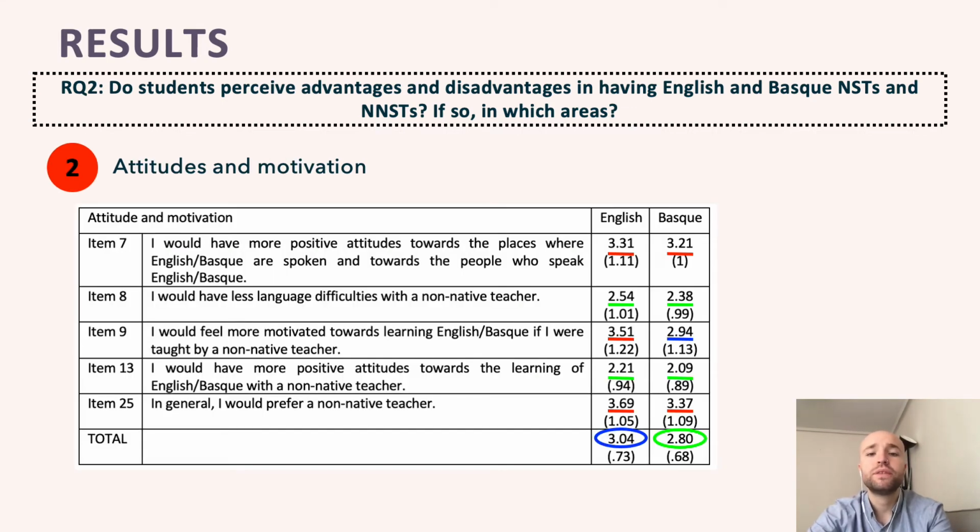The attitude and motivation category revealed differences in the two languages. While non-native speaker teachers were preferred in the case of Basque, the role of nativeness was discarded in the case of English, as for overall responses. If we take a closer look, we can observe that native speaker teachers were perceived as generators of more positive attitudes towards the speakers of English and Basque, as well as towards the places where these languages were spoken.